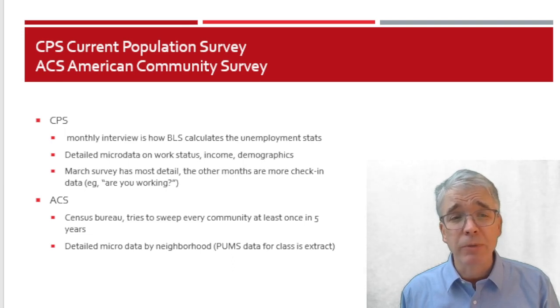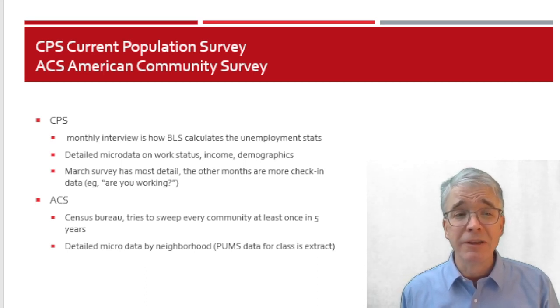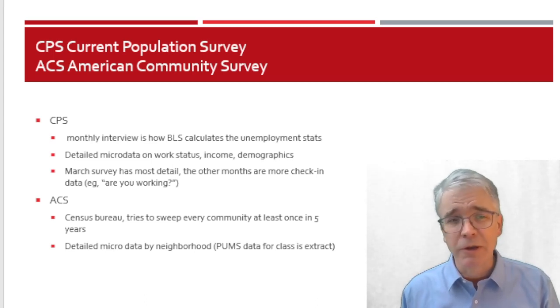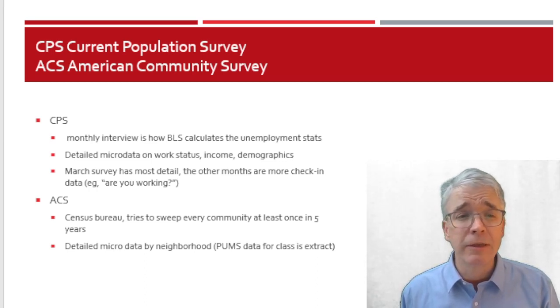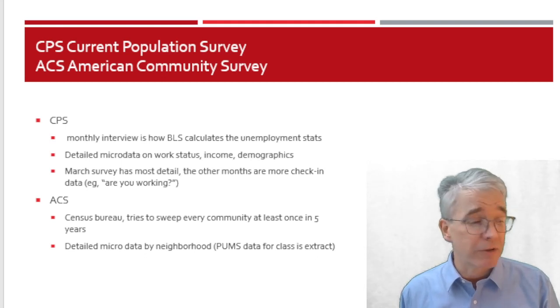We've already used the Current Population Survey and the American Community Survey. The CPS is a monthly interview that's the basis for how the Bureau of Labor Statistics calculates the unemployment rate, published each month. There's a March survey where they spend a lot of time getting all the details from people, and then the other months are just to check in, asking questions like, are you still working? Researchers often use the March surveys for the demographic detail. The American Community Survey is done by the Census Bureau. They try to sweep every community at least once every 5 years, in addition to the big census that's done every 10 years.